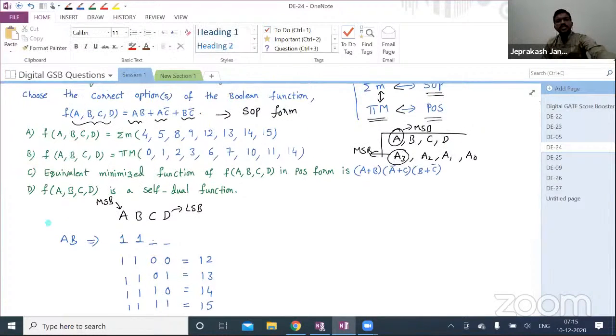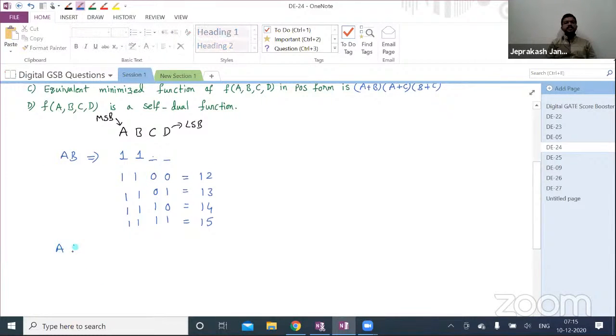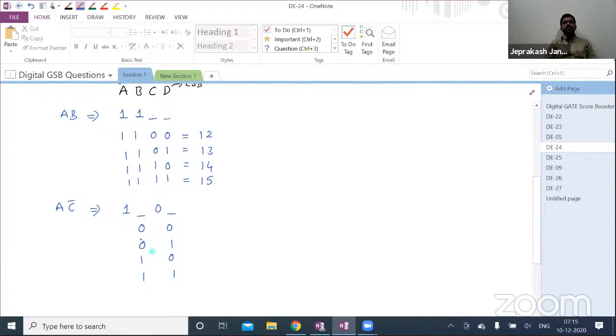Next, consider other term, that is A C bar. That means A value is 1, C value is 0. Here in this case, B, D are unknown, right? So regarding B and D, consider 4 combinations: 0 0, 0 1, 1 0, 1 1. For these 4 combinations, A value remains 1, C value remains 0. Now tell me the min term numbers. 8, 9, 12, 13, right? Not 10, 11. It will be 12, 13. Yes. Very good, Shweta. 8, 9, 12, 13.